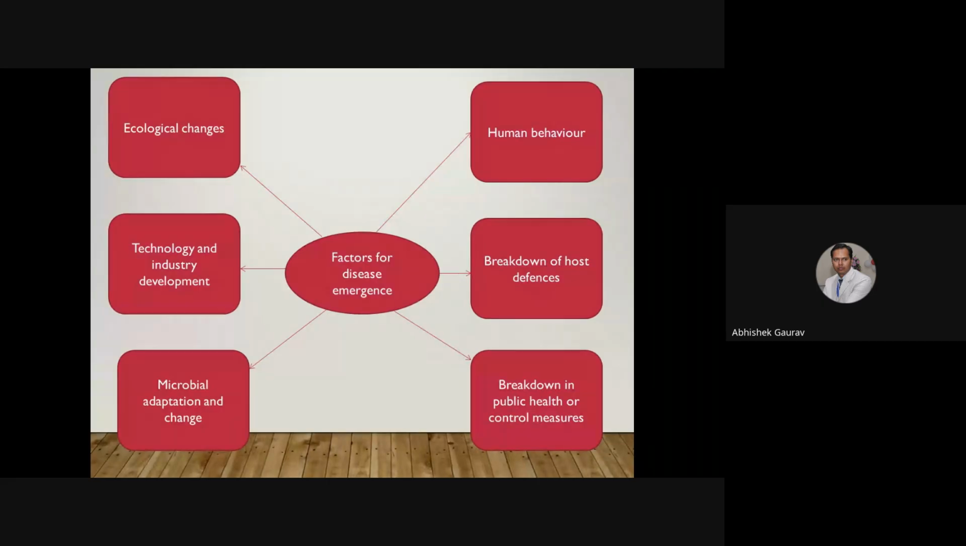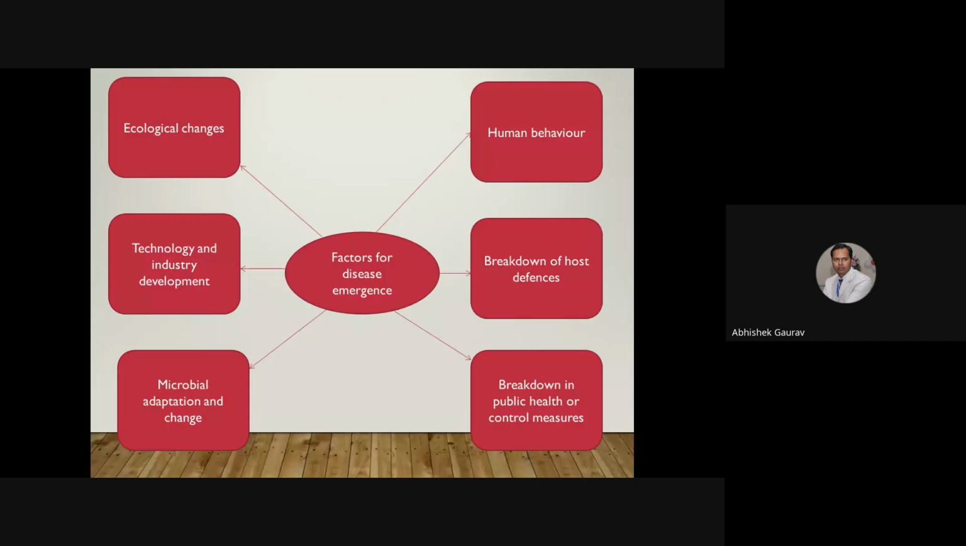Then human behavior, this is very important. As you might know, there are 7 billion species in the world. But all these species are afraid of one species, that is Homo sapiens, because this Homo sapiens is a very dangerous species. It is causing deforestation, pollution, and all sorts of anthropogenic activities which are detrimental to environmental health. For example, the deforestation in Shimoga district of Karnataka led to the emergence of KFD, Kyasanur Forest Disease. These are some examples of human activities.